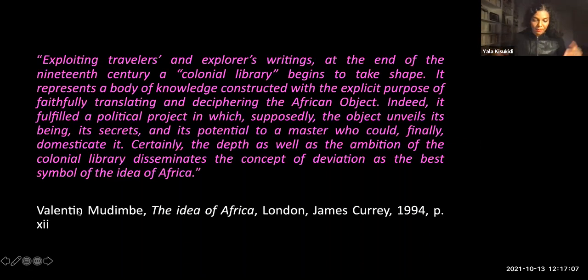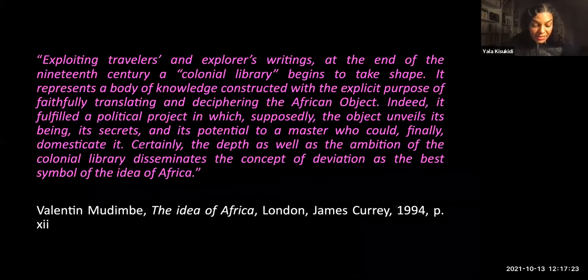You all know, but I'm quoting him. Exploiting travelers and explorers' writing at the end of the 19th century, a colonial library begins to take shape. It represents a body of knowledge constructed with the explicit purpose of faithfully translating and deciphering the African object. Indeed, it fulfilled a political project in which supposedly the object unveils its being, its secrets, and its potential to master who could finally domesticate it. Certainly, the depth as well as the ambition of the colonial library disseminates the concept of deviation as the best symbol of the idea of Africa.